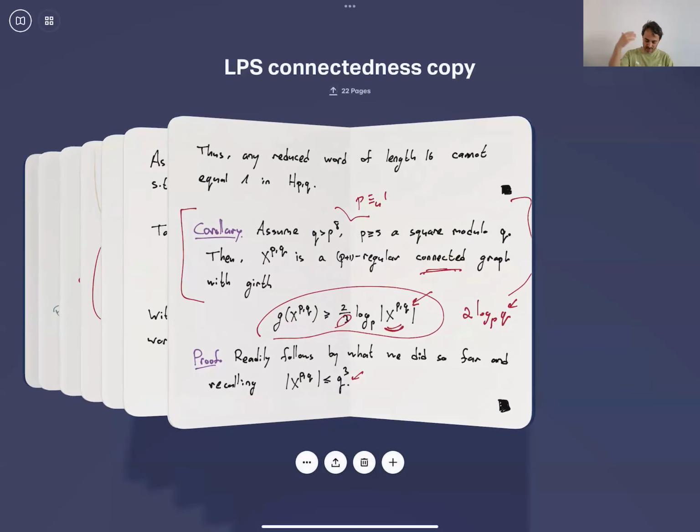Okay, good. So next time, next week, I'm going to start talking about the expansion of X, not just its connectivity property.